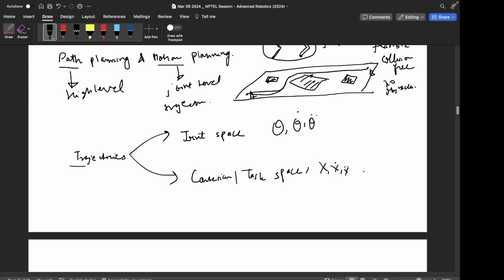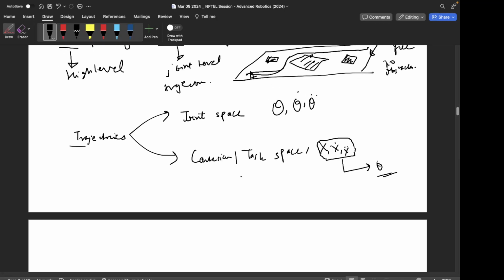Finally you would have to go in terms of the joint variables, which for a revolute joint is theta only. But at the initial stage, you work in the task space, not in the joint space directly. So that's the Cartesian planning. And we will see what some shortcomings of each of these approaches are.